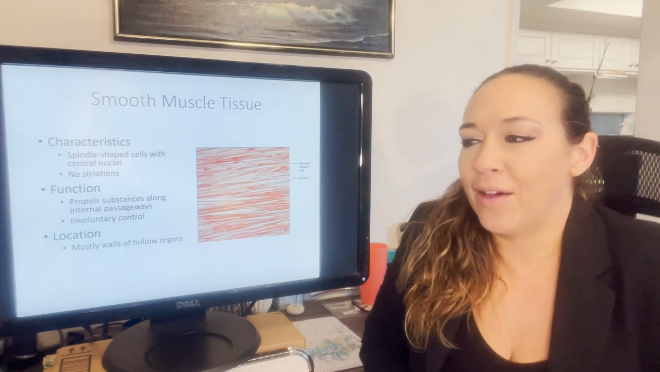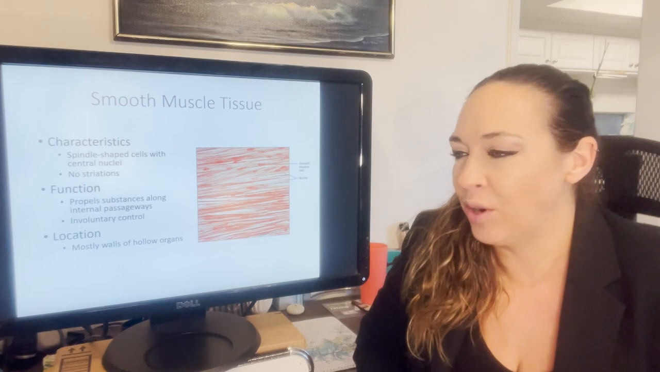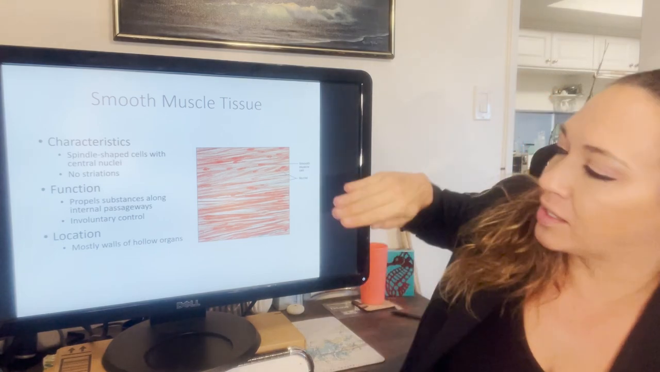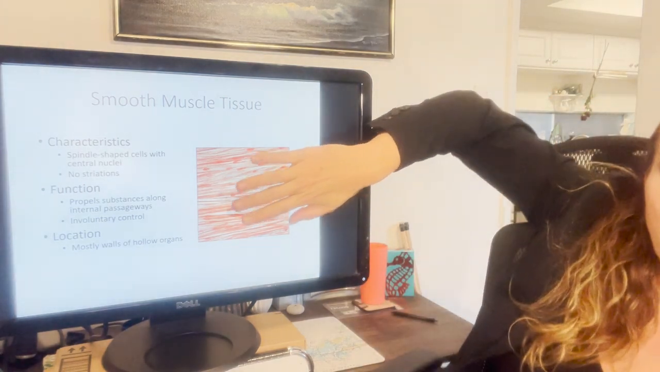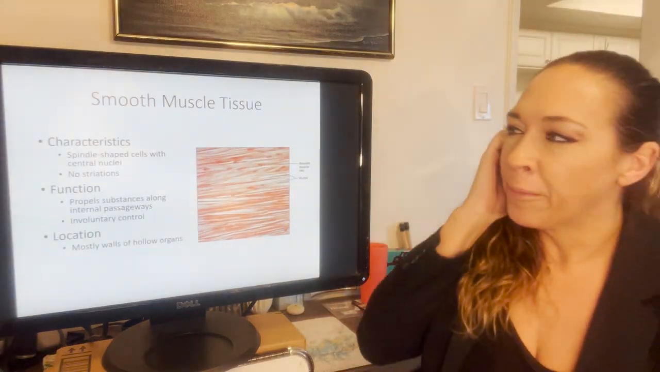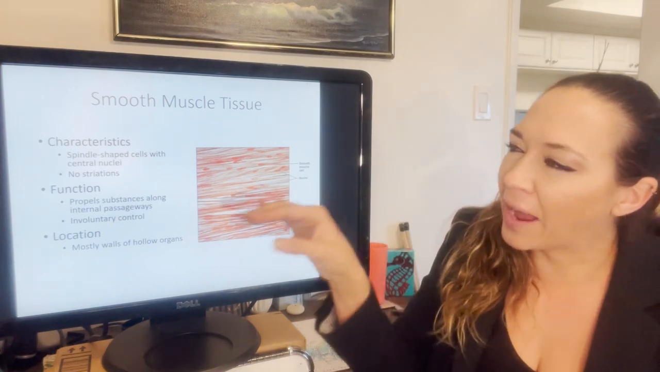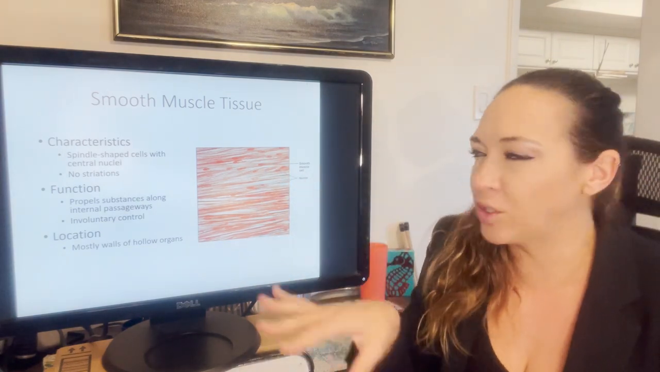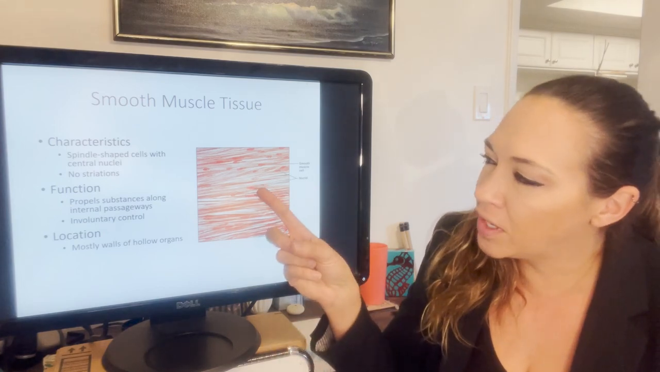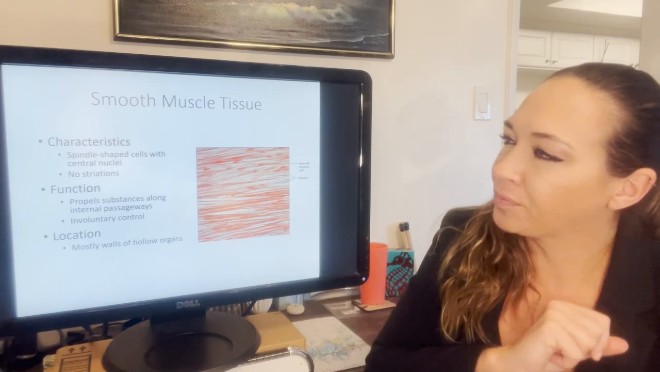All right, we have smooth muscle, right? Smooth muscle is our last type of muscle tissue. These are smooth muscles because you can exactly see this. No striations, no intercalated discs, just nice and smooth, right? Usually spindle-shaped cells that look almost like little fibers, right? No striations, no intercalated discs, right? You do have these small nuclei spread throughout here, right?